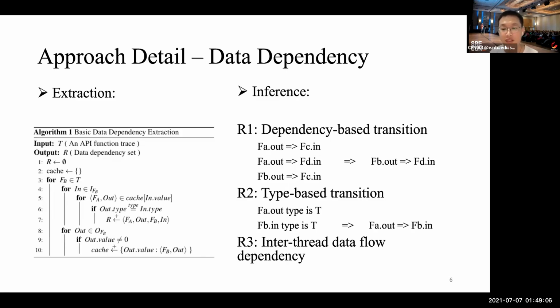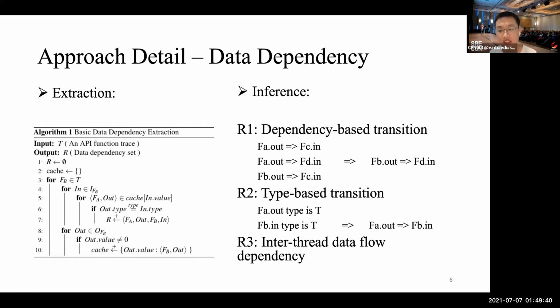Well, we briefly review several key details of the APICraft. We collect two kinds of dependencies, the data dependency and the control dependency. For the data dependencies, we design a specific algorithm to extract the possible data dependencies between API functions from the execution trace. Well, we called this basic data dependency extraction.